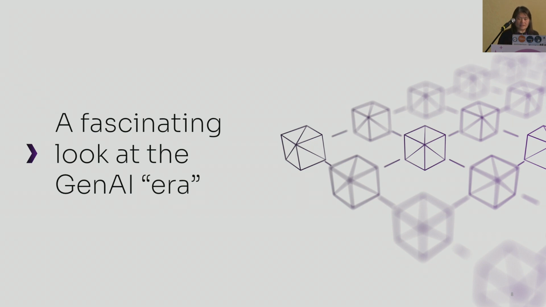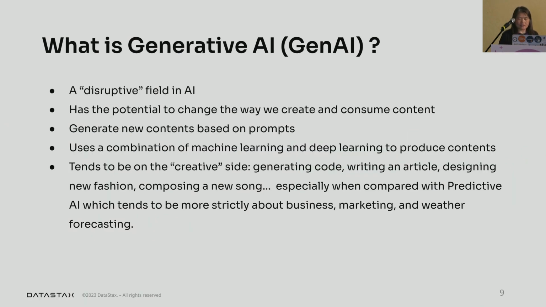So, a fascinating look into the Gen AI era. What is Gen AI? It's a disruptive field in AI. It has the potential to change the way we create and consume content. It generates content based on prompts. Prompts are what guide what you want to search for, and then you have the AI bot search for answers for you. It uses a combination of machine learning and deep learning to produce the content.